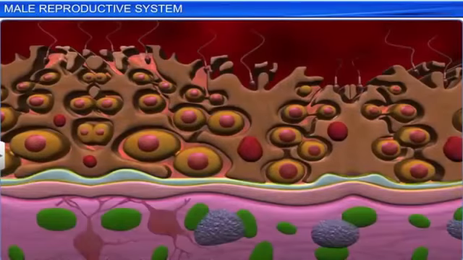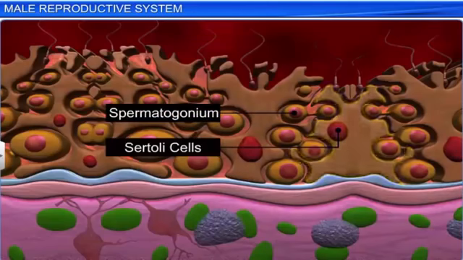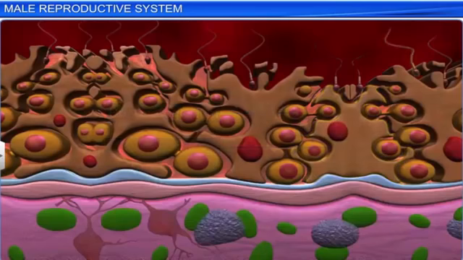The lining of each seminiferous tubule is called the germinal epithelium and contains the male germ cells known as the spermatogonia, and Sertoli cells. The male germ cells undergo meiotic division to form mature sperm cells. This process is called spermatogenesis. The Sertoli cells provide nutrition to the germ cells.